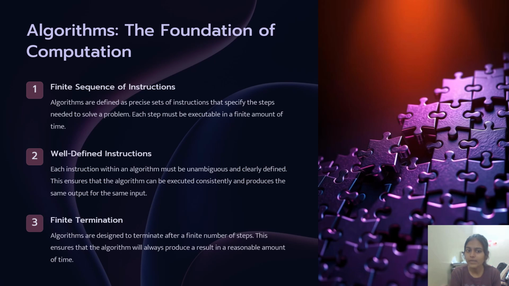After knowing the journey of algorithms, we come to the foundation of computation. It includes three steps. The first one is a finite sequence of instructions. Algorithms are defined as a precise set of instructions that specify the steps needed to solve a problem. Each step must be executable in a finite amount of time. The next step is well-defined instructions. Each instruction within an algorithm must be unambiguous and clearly defined. This ensures that the algorithm can be executed consistently and produce the same output for the same input.